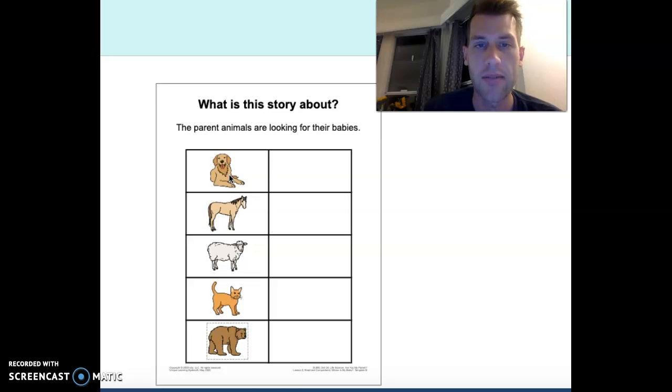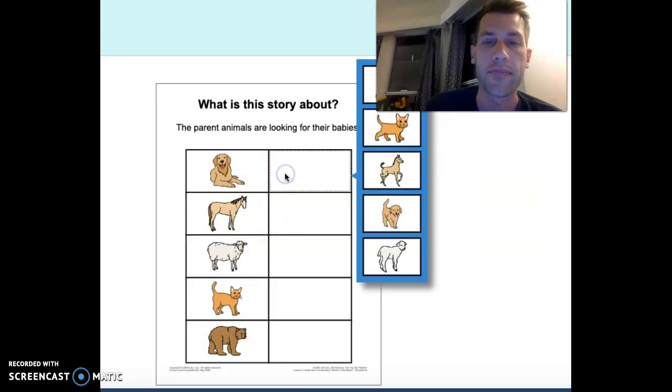The dog. Dog. What animal is this? The horse. Horse. What animal is this? The sheep. Sheep. What animal is this? The cat. Cat. And then what animal is this? The bear. Bear. Now let's match them.